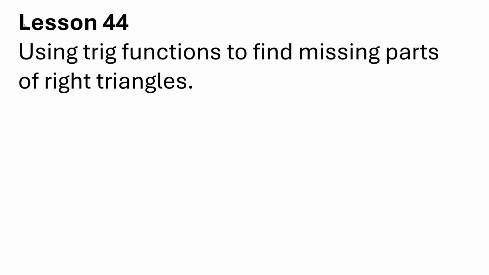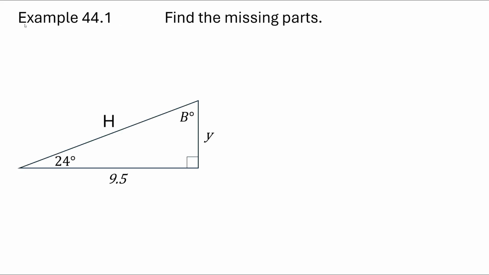Okay, now we are going to take what we just learned about those ratios, sine, cosine, and tangent, and we are going to use that information with our calculators to find missing parts on right triangles. So here we have a right triangle. The hypotenuse is called H. One of the angles is B, and one of the angles is 24 degrees. One of the legs, the longer leg, is 9.5, and the other short leg is called Y.